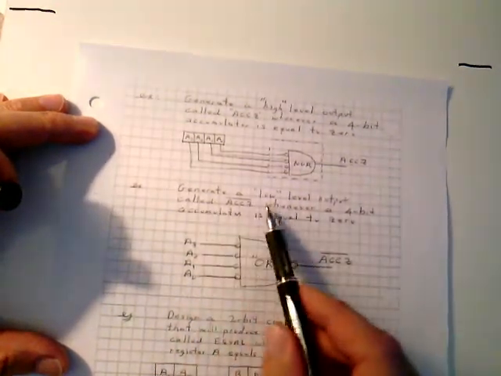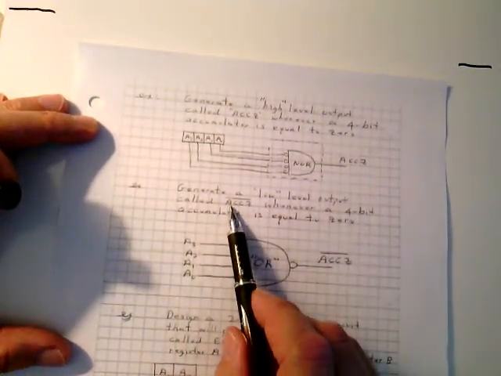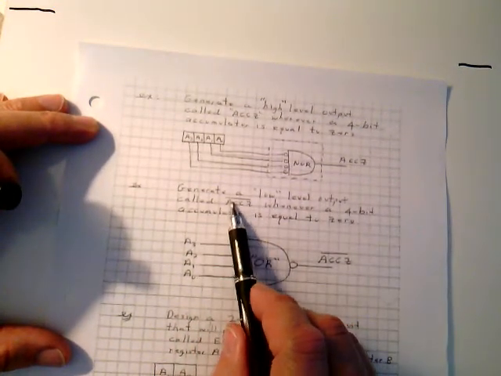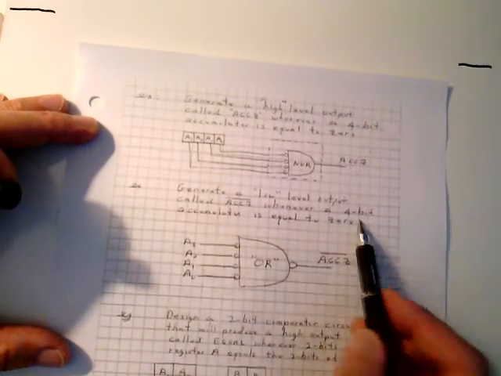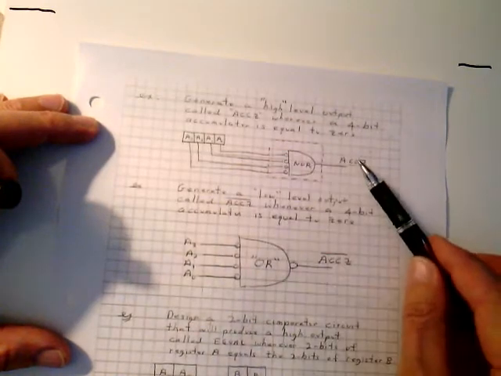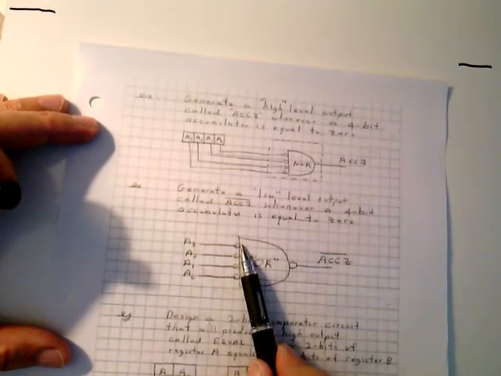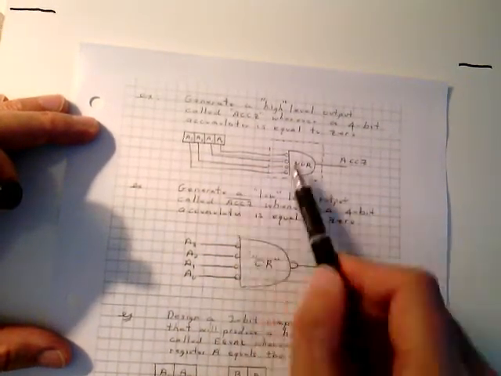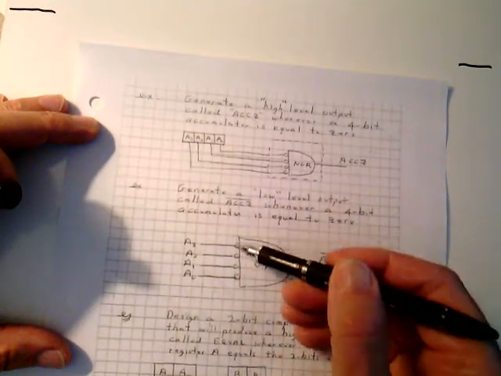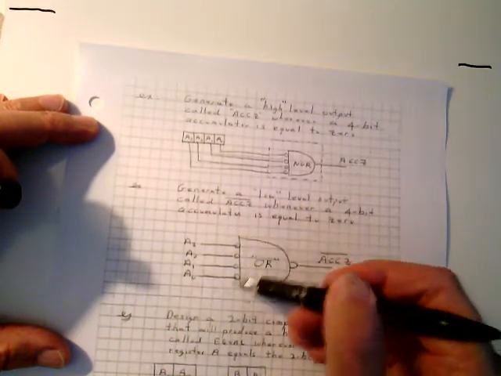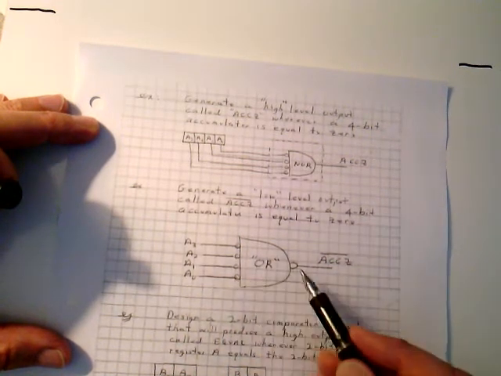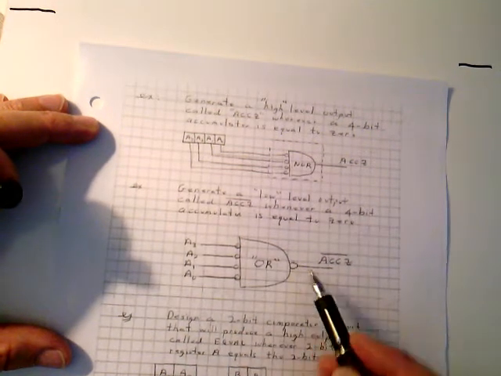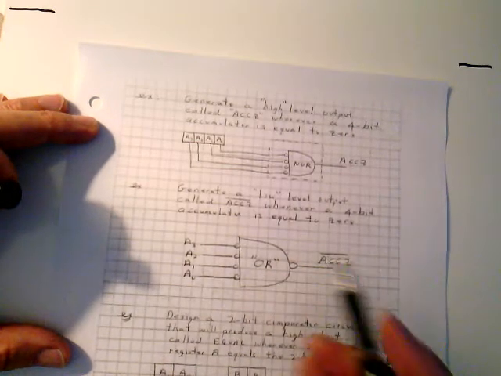How about generate a low active output called accumulator 0 bar, low active, whenever a 4-bit accumulator is equal to 0. Same thing up here, except you want this to be low active. Well, when this is low, and, you draw a straight line, not a concave line, I didn't say or. When this is low, and this is low, and this is low, and this is low, you want that to be low. It's an OR gate.